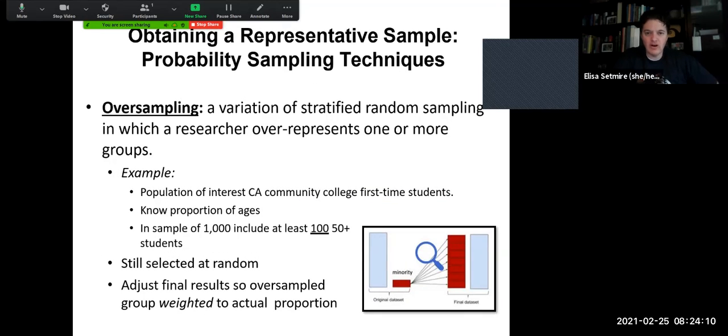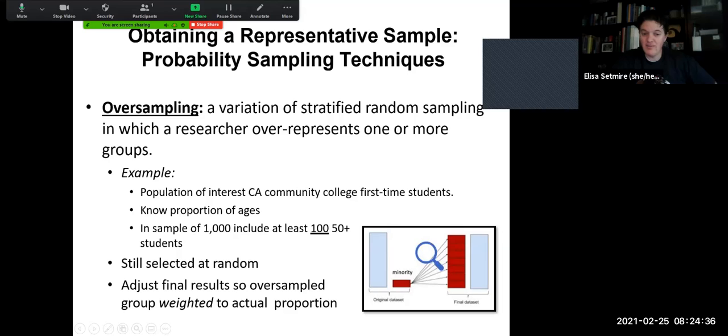We can also do something called oversampling, a variation of the stratified random sampling I just mentioned, in which a researcher overrepresents one or more groups. So for example, the population of interest, again, California Community College first-time students. We know the different proportions of ages. We have broken that down into different categories. And in our sample of 1,000, we include at least 150 students aged 50 plus.